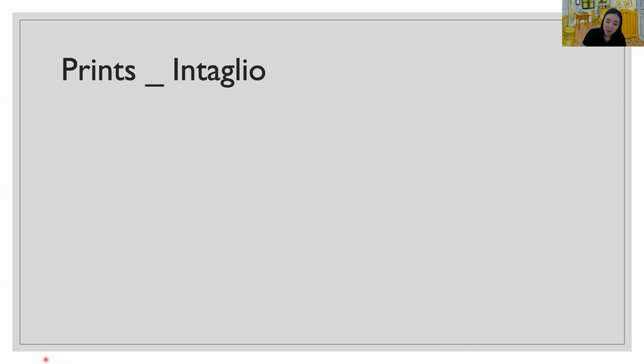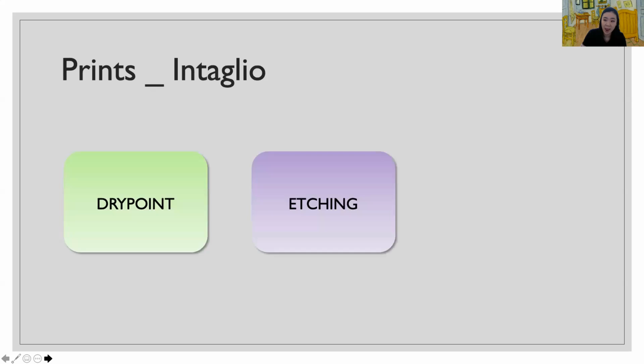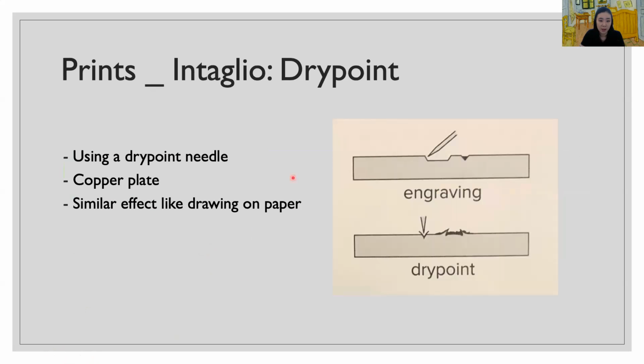So there are diverse types of intaglio, but we are going to see three intaglio printmaking techniques today. First one is dry point. Next one is etching. And the third one is aquatint. So intaglio is kind of hard to understand, and the terms are not familiar to us. So please listen carefully, and let's see each of the techniques in detail. So let's see the dry point of intaglio first.